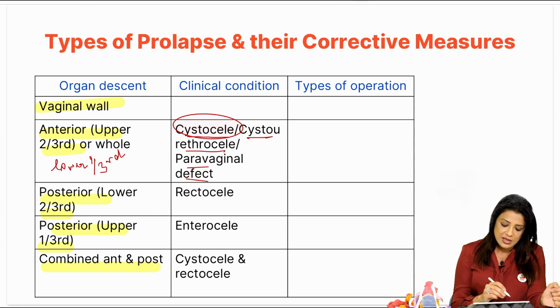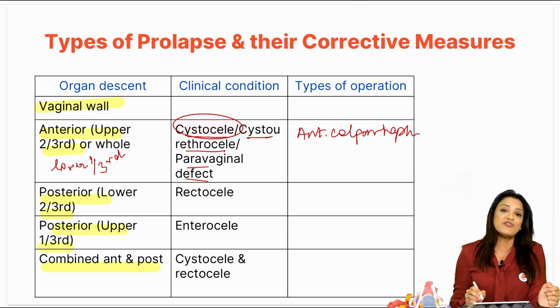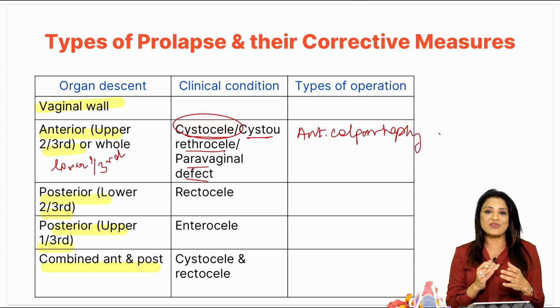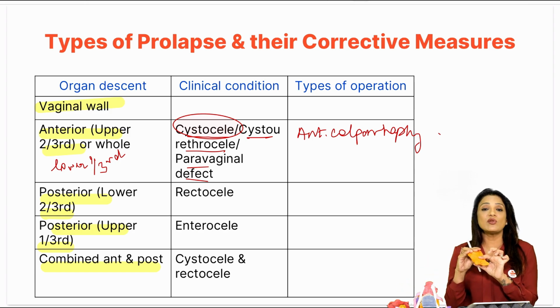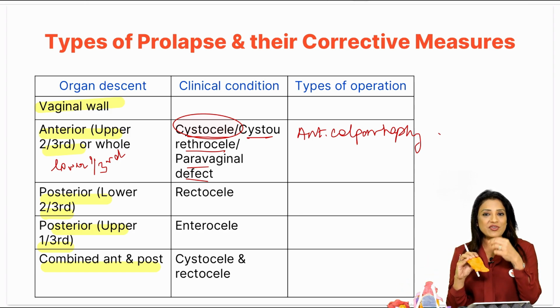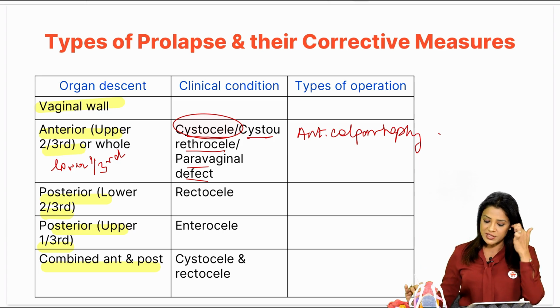So what are the surgeries we will prefer? We will do an anterior colporrhaphy. Colporrhaphy means you are basically doing a surgery on the vaginal wall. So colpo is the vagina and rhaphy means you are correcting it. So anterior colporrhaphy means you are correcting the anterior wall, right?